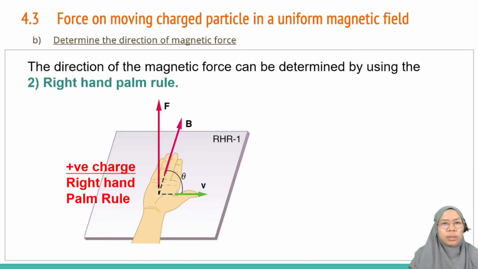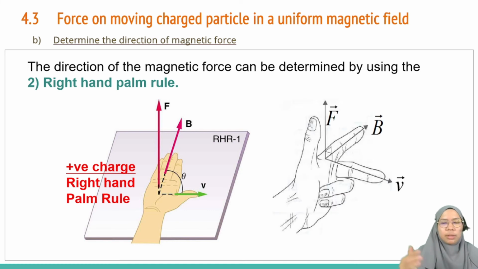And another way to determine the directions of magnetic force is by using right hand palm rule. This one is easier. The four fingers is the directions of B, magnetic field, and the thumb is directions of the V, and coming out from the palm is the magnetic force. Okay, so this one for positive charge, this one for positive charge. Okay, so just choose which one that you think is easier for you.